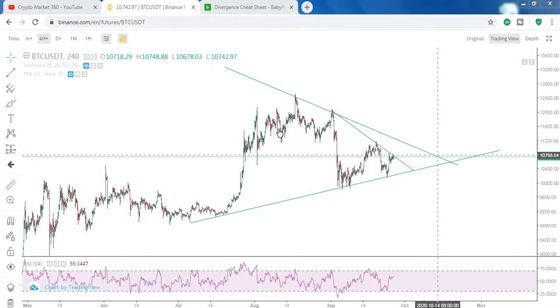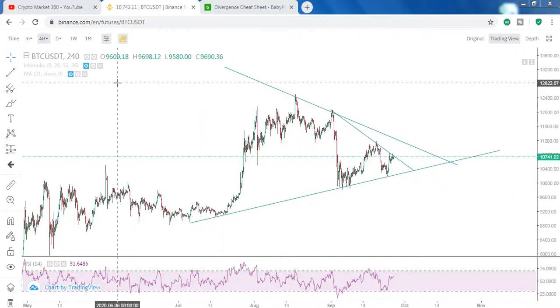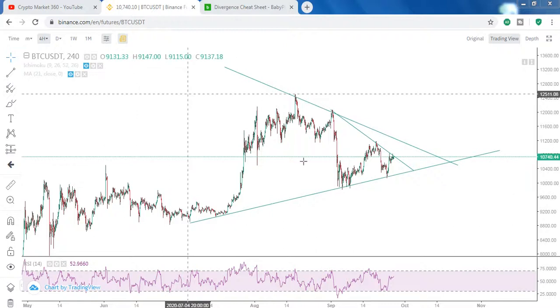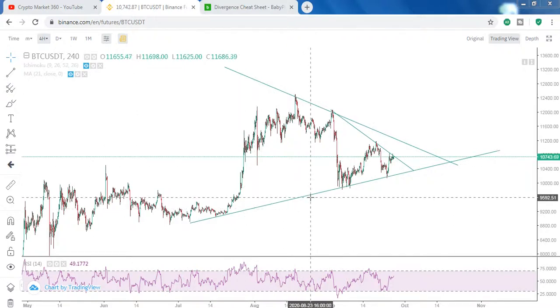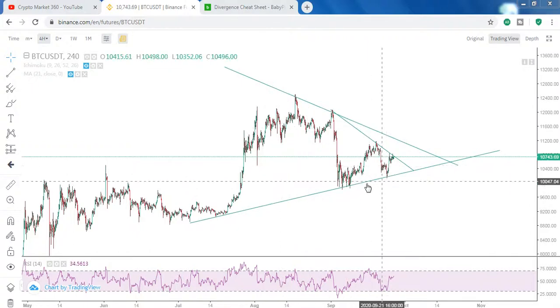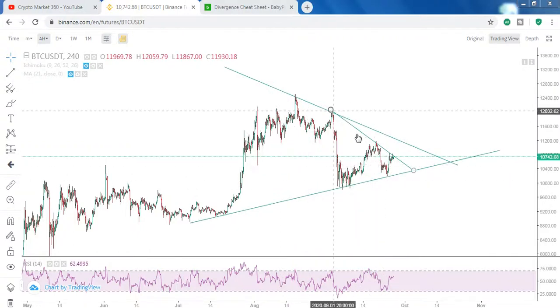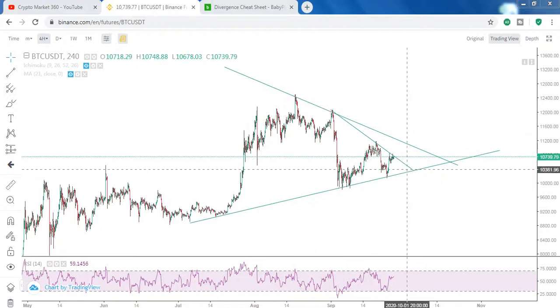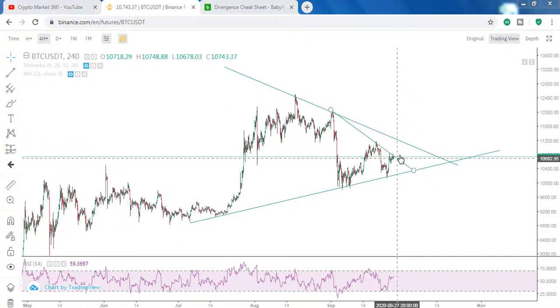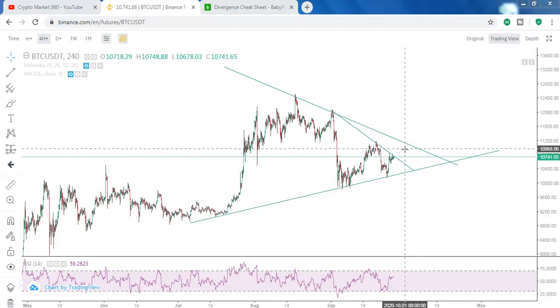So let's begin. As you can see, I have opened a BTC USD trading chart, and it's a 4 hourly chart, and you can see that I have drawn a triangle. We are still inside the triangle. I have drawn another line which is acting as a resistance. You can take a long when it breaks and does a retest, then you can go long.